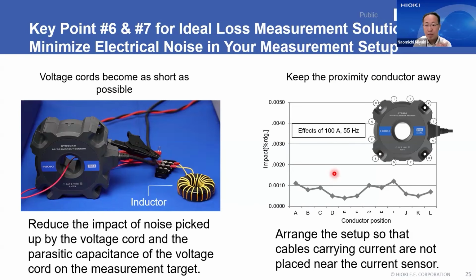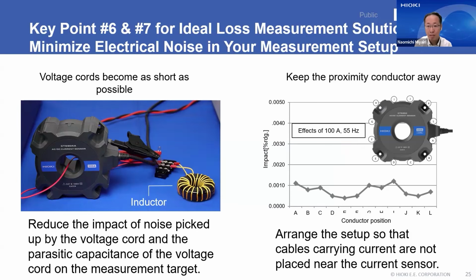7th, keep nearby conductors at a distance. If conductors carrying current other than the measurement target are placed close to the current sensor, they may affect the measurement values depending on their position. As shown in the graph here, the influence is already quite small with this sensor design, but as a general rule, it is best to arrange the setup so that cables carrying current are not placed near the current sensor.